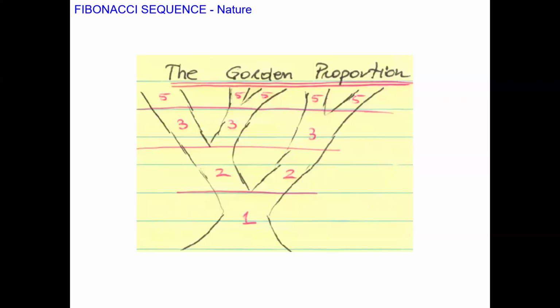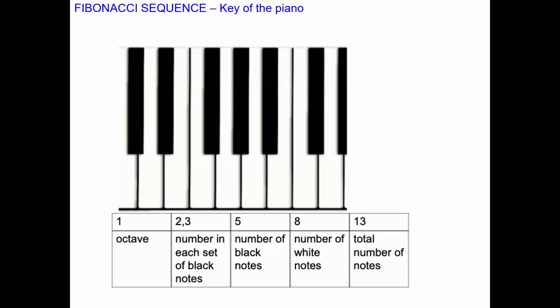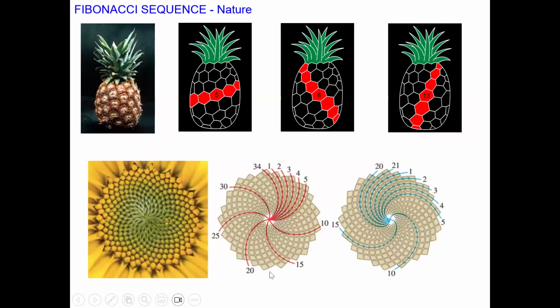Okay. Oh, that's my tree. Oh, that's another crazy tree. You can still find that pattern. Keys of the piano, yes: 1, 2, 3, 5, 8, 13. In nature, you can also try to count these shapes.